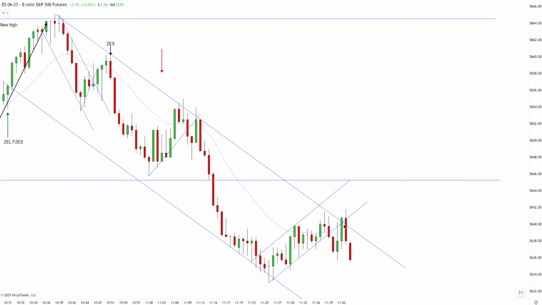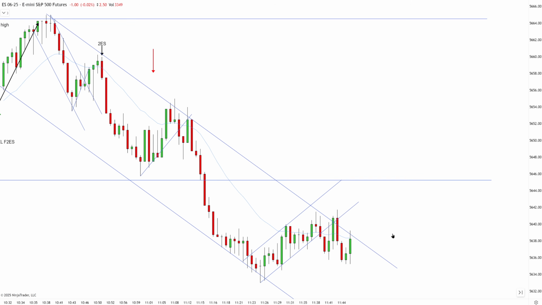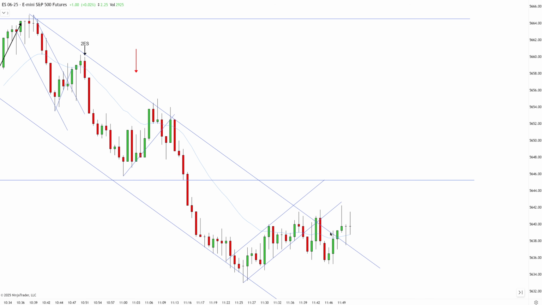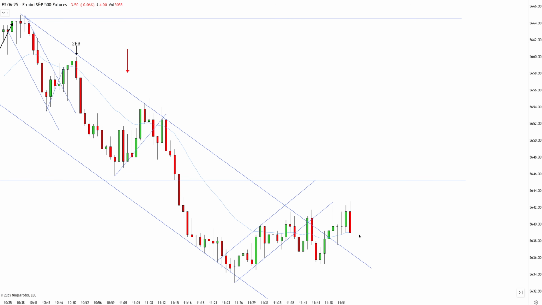No setup here. This is no entry. This is not really anything. It's not a double trap. It's not nothing, not even a lower high. So no entry here. I've got to be careful. We have some congestion. We're going sideways.